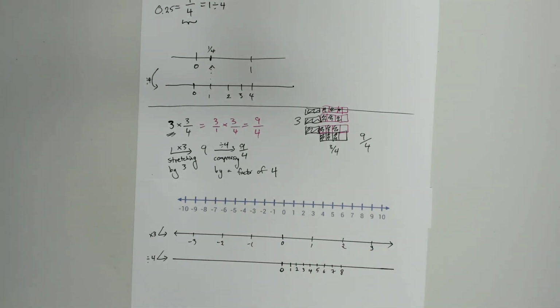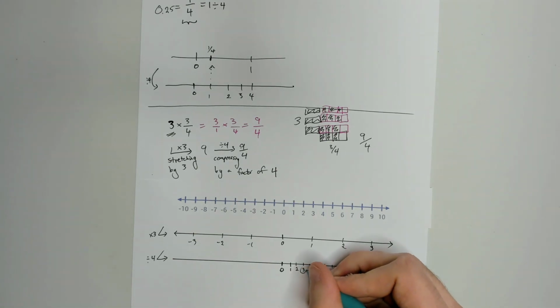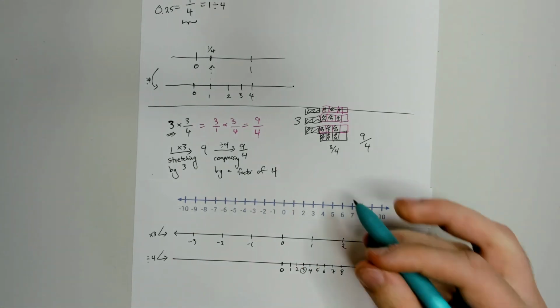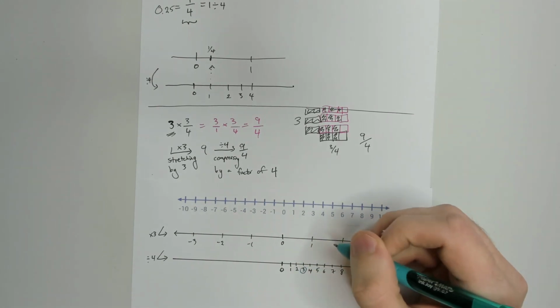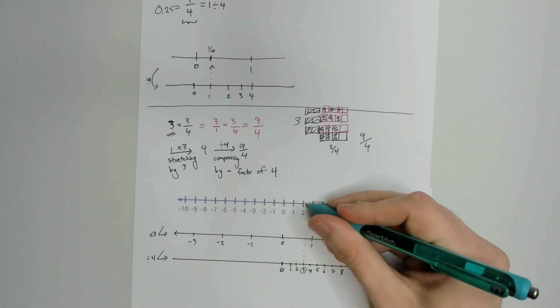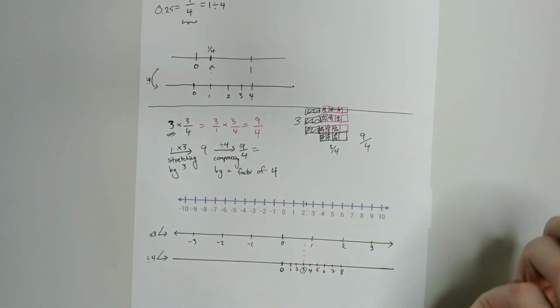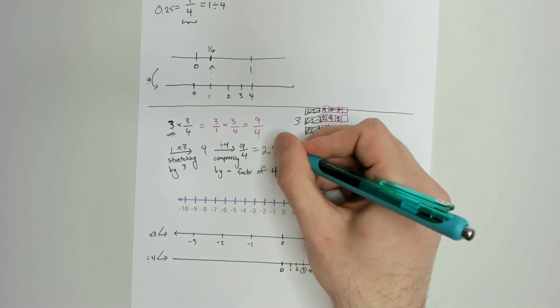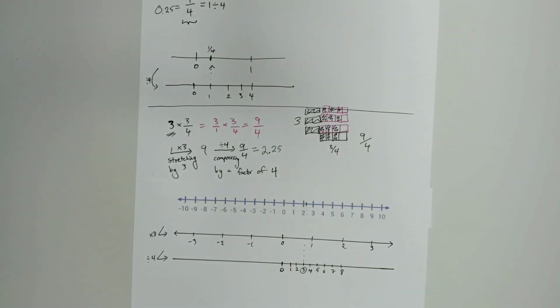And we could fill in more, but we're interested in tracking what happens with the 3, right? Since we're doing 3 times 3/4. So if we look at this 3, where does that look like it lines up with? Somewhere between 2 and 3. And if we convert 9/4 into a decimal, we're going to get 2.25. So it makes sense that it would line up around there.